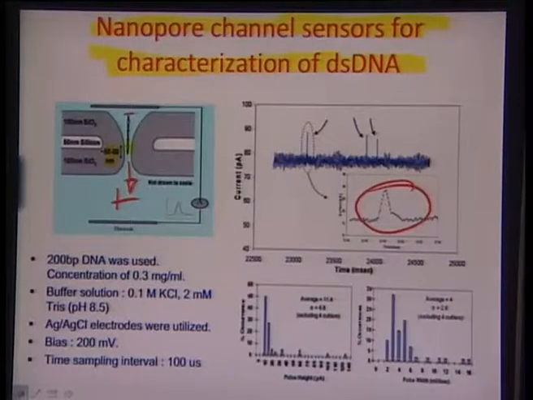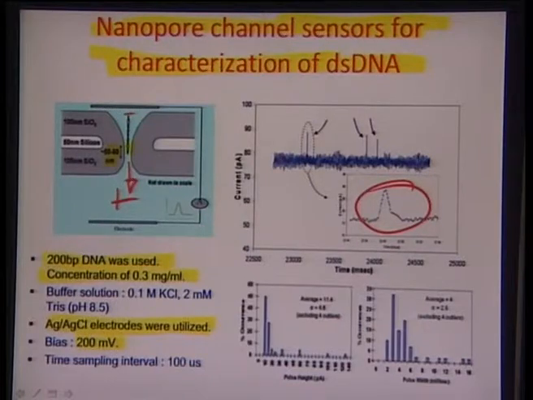So particularly in this example, a 200 base pair DNA has been used with a concentration of about 0.3 milligram per mil, and the electrodes used for this measurement are these AgCl based electrodes. As you know, this AgCl itself is non-dissolvable in an aqueous solution. So you have a coating of AgCl on the top of Ag. That is the way you use these kind of electrodes. We have talked in detail in the electrochemistry section of this course.